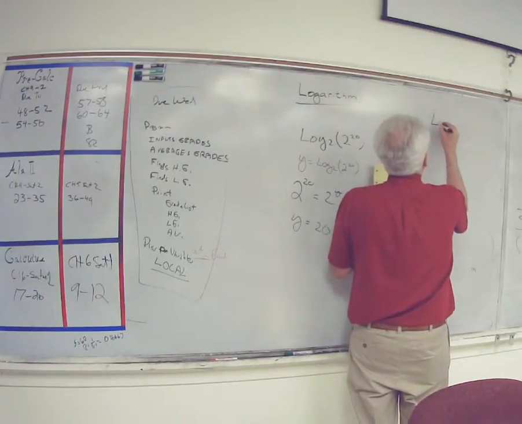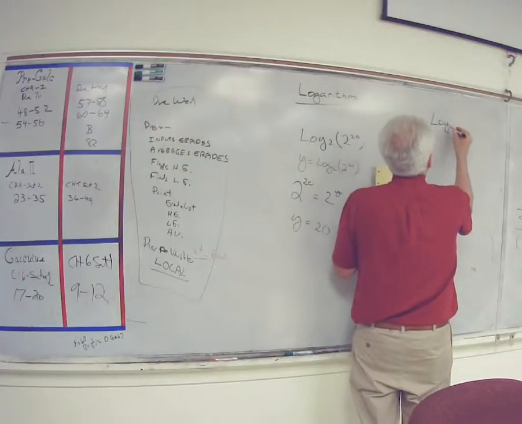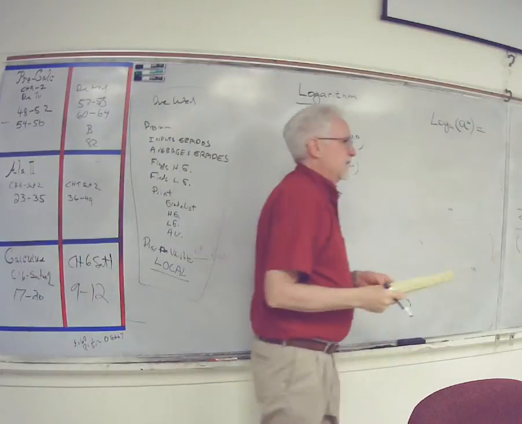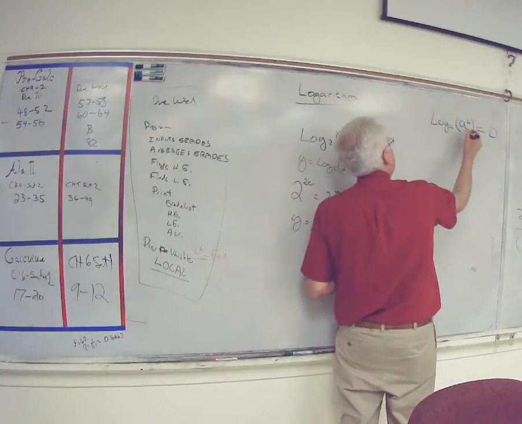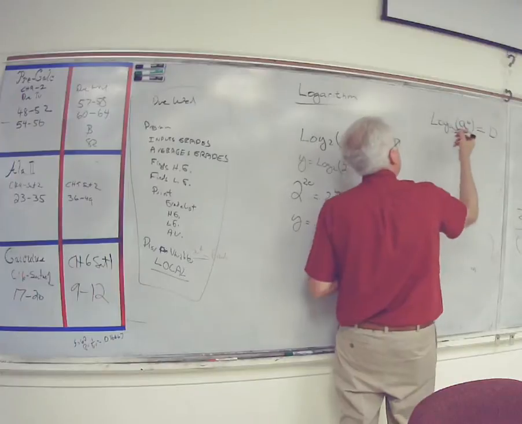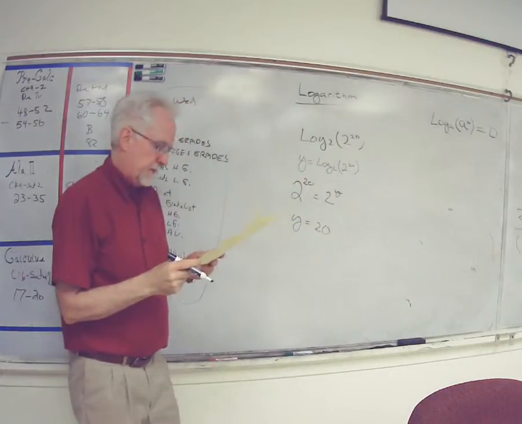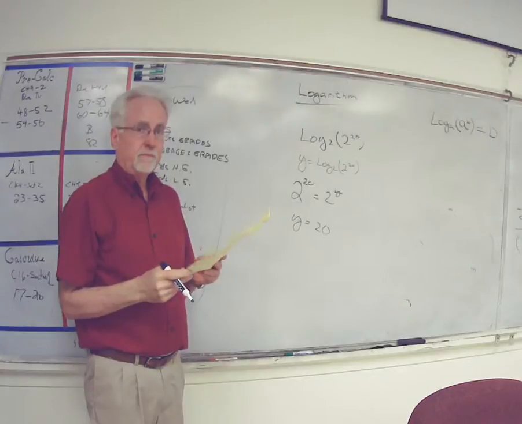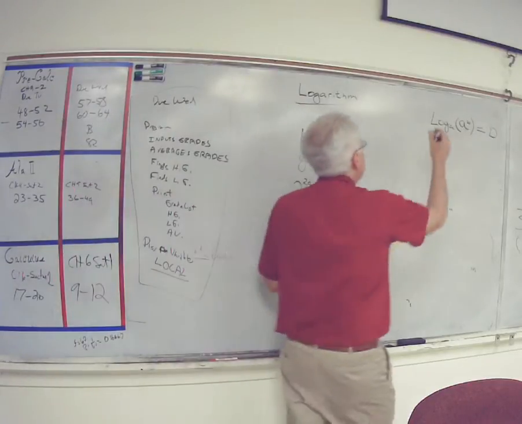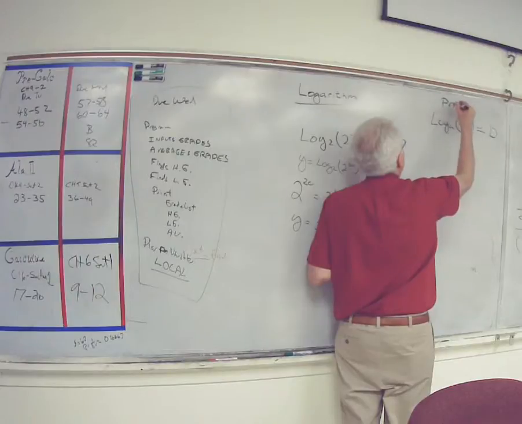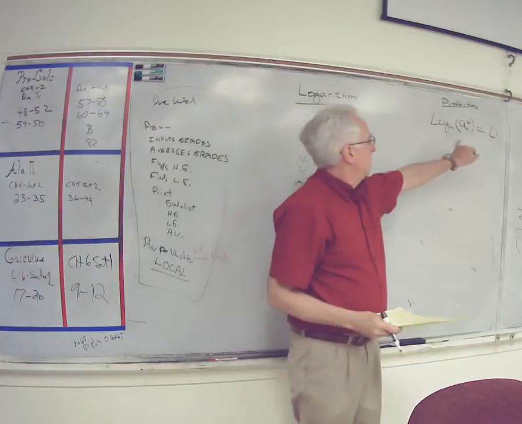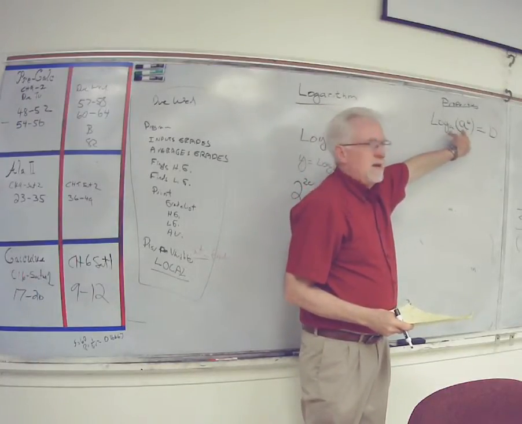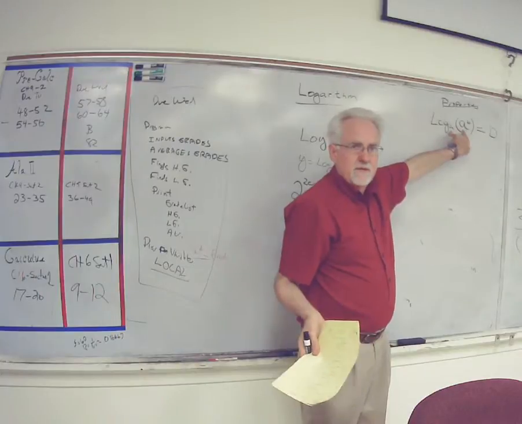If I have log base a of a to the b, what is that equal to? b. If the number and the base match, then everything just drops out and becomes b. Does that make sense? This is one of the properties that you have to memorize, because a lot of times you'll have a really hard problem and you'll see that a matches a, and then what can you do? It just goes away.